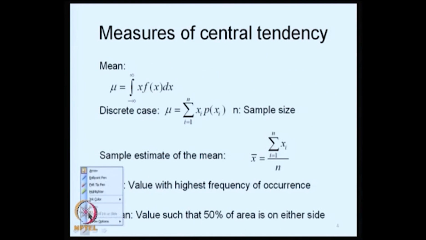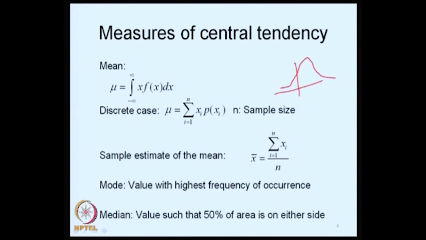let us say you have a distribution something like this, and you have the highest frequency value here, this defines the mode, and median is that value which divides the distribution into two halves. That means, the area towards the right of the median is equal to the area towards the left of the median, both of which are equal to 50% of the area.